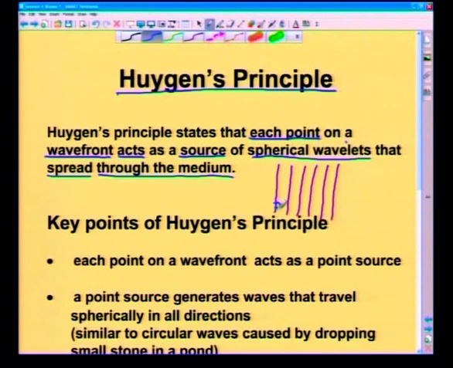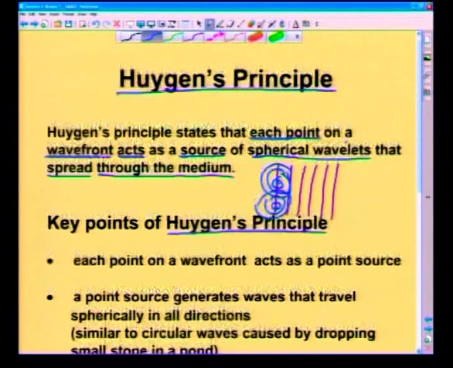So we have got waves happening in that way for every point on the wave front. Now, the same thing is happening. So we've got multitudes of points on these wave fronts here, and all of them are acting as sources of waves. So that is what he is saying.